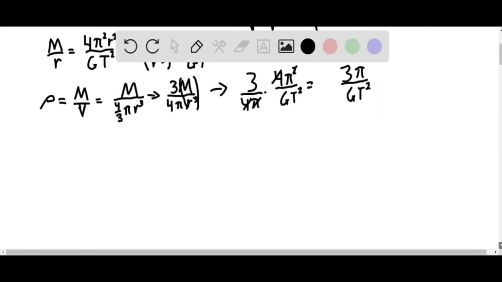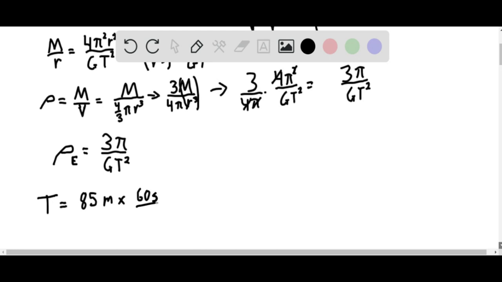So now that we have our density expression proven, let's put it to the test by trying to calculate Earth's density, given that there's a satellite in a near-Earth orbit around it, circling it every 85 minutes. The first thing we need to do is convert 85 minutes into seconds so we can solve our problem more easily. 85 minutes times 60 seconds over 1 minute. If we do our cancellations and multiply through, we get a value of 5,100 seconds for our period.